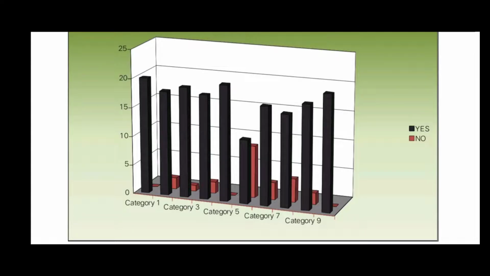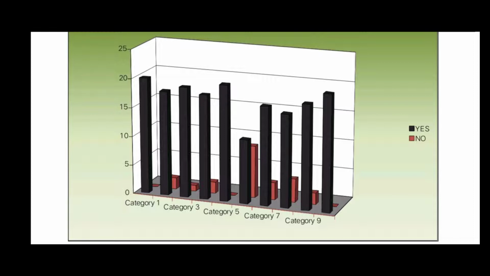Results and discussion. The first graph presents the summary of the responses of the 20 teachers. For item number 1, 20 out of 20 answered yes, while 0 answered no. For question number 2, 18 out of 20 answered yes and 2 answered no. Number 3, 19 out of 20 answered yes and 1 answered no. For number 4, 18 out of 20 answered yes and 2 answered no. For number 5, 20 answered yes and 0 answered no.